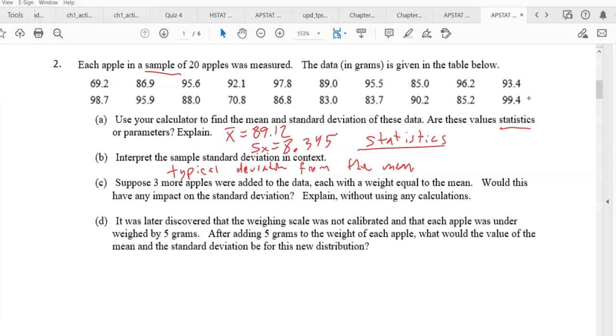away from the typical. Okay, suppose 3 more apples were added to the data with equal weight to the mean. So the mean is 89.12. So we found 3 more apples that are 89.12. We don't need to type it back out there. We could have 3 more values, recalculate. But would it have an impact?